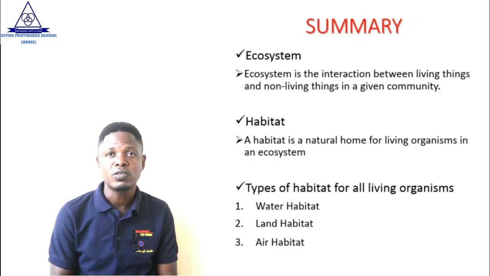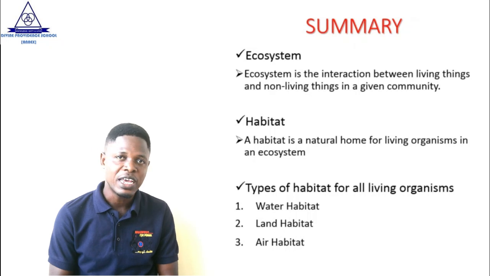You also got to know what a habitat is. I said a habitat is a natural home for living organisms in an ecosystem. We also moved on to the types of habitat for all living organisms, where we explained each of them with pictures. There were three: water habitat, land habitat, and the last one, air habitat. On this note, we end the lesson here.